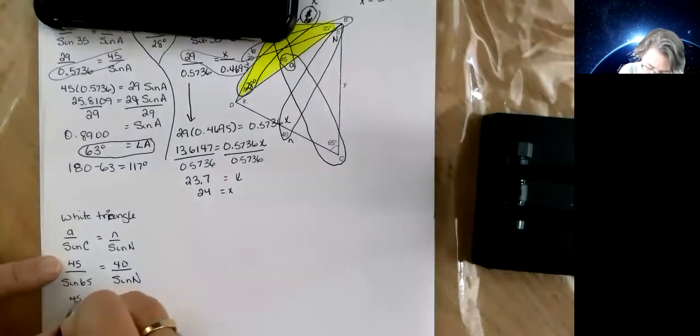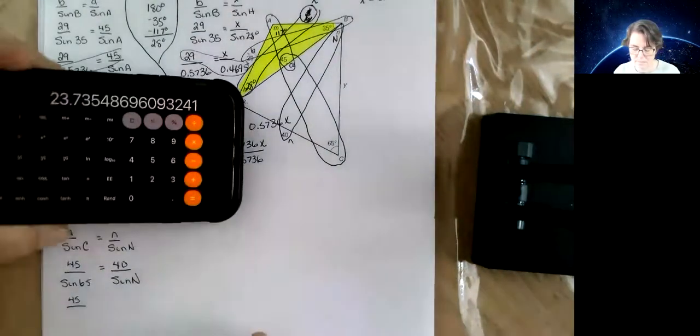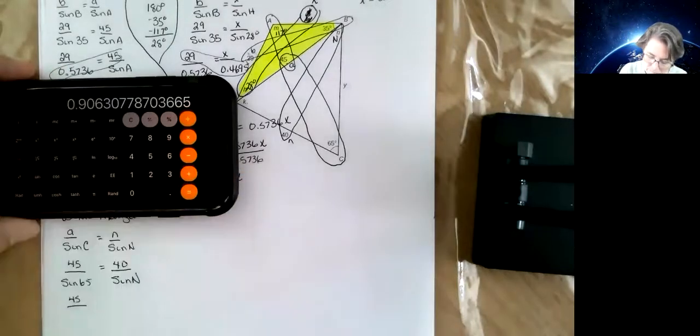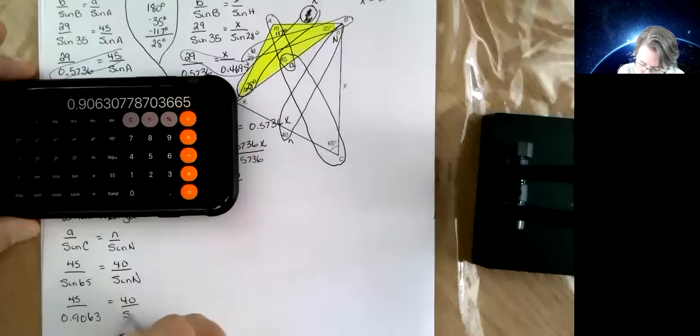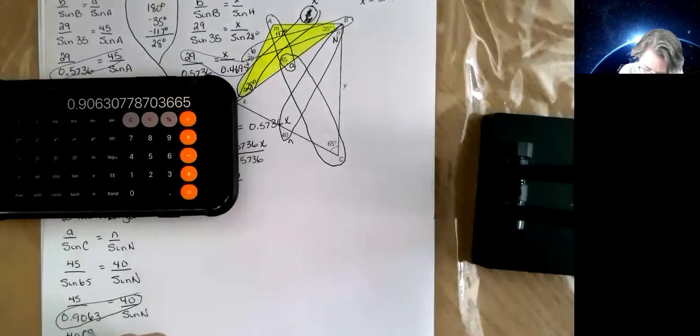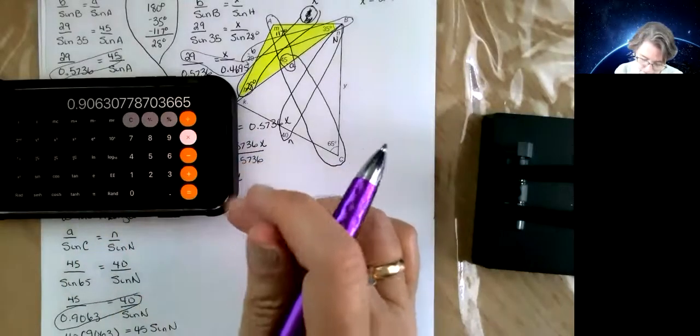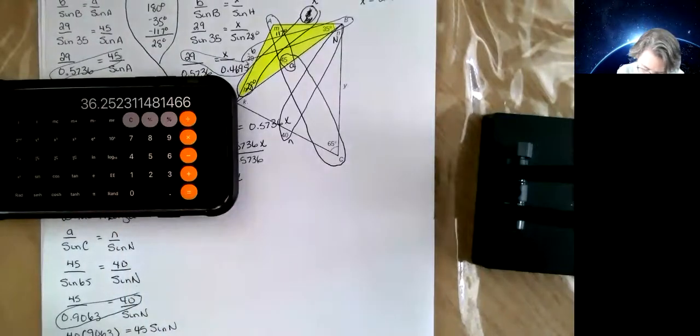45 over sine 65, so 0.9063 is equal to 40 over sine n. We're going to cross multiply here. Times 40, 36.2523. It's 45 sine n. So divide both sides by 45.